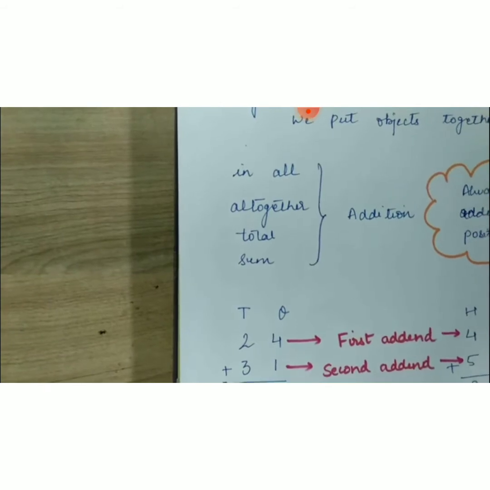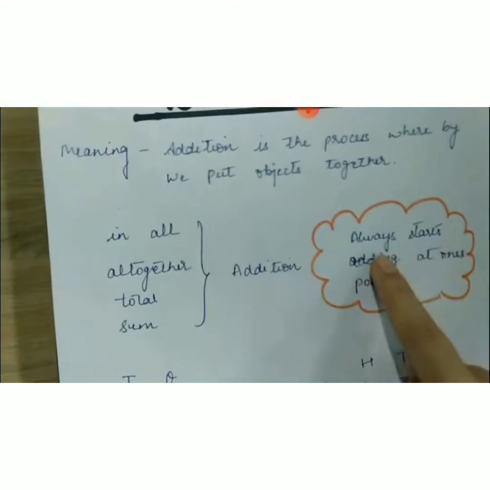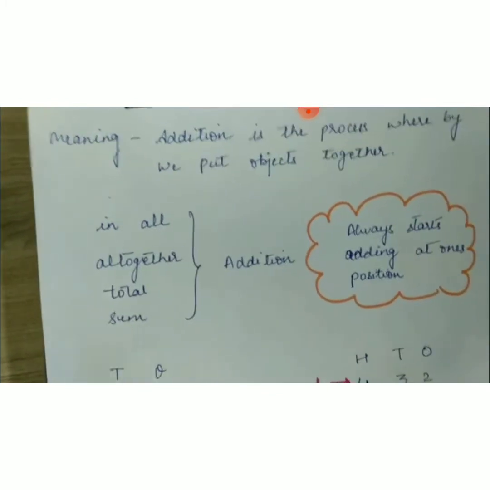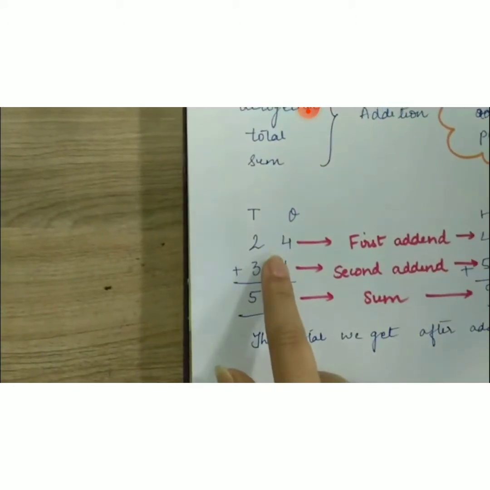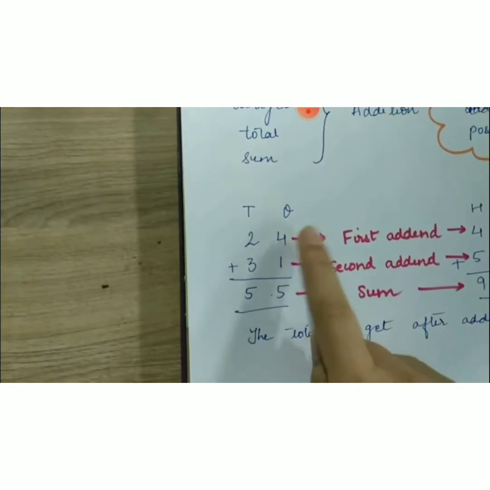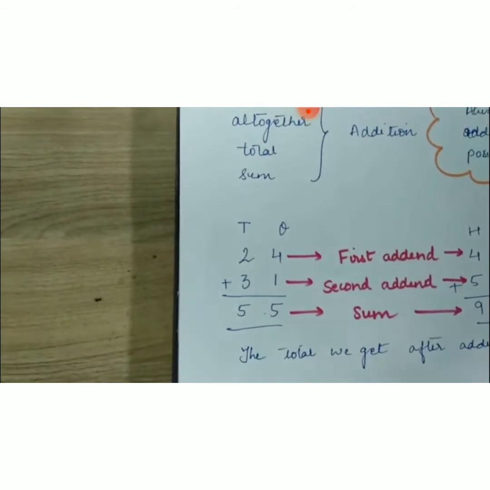Now let's begin. But before beginning, always start adding at one's position. This you already have learned in class 2. Like, suppose it is a 2-digit number. From where we have to start adding? From the digits which is at one's place. This you already have learned.